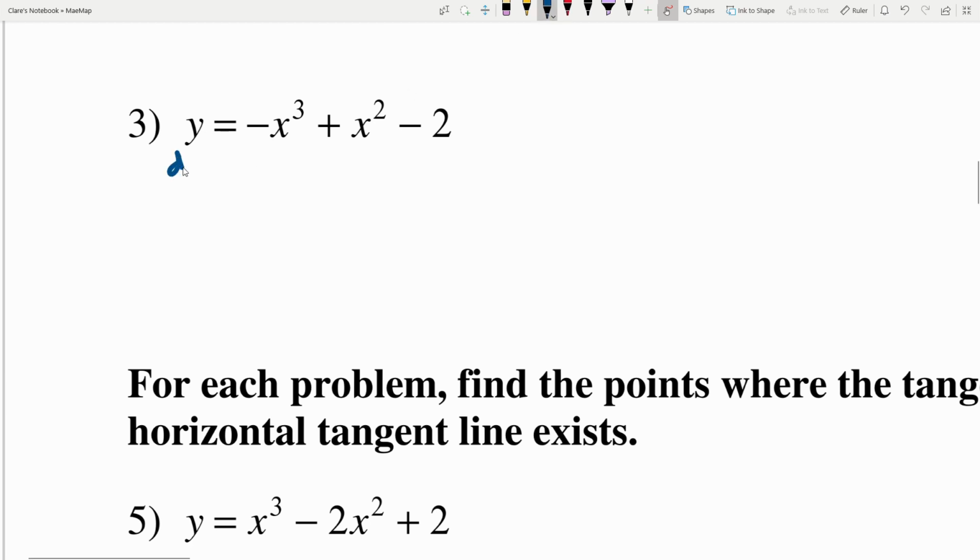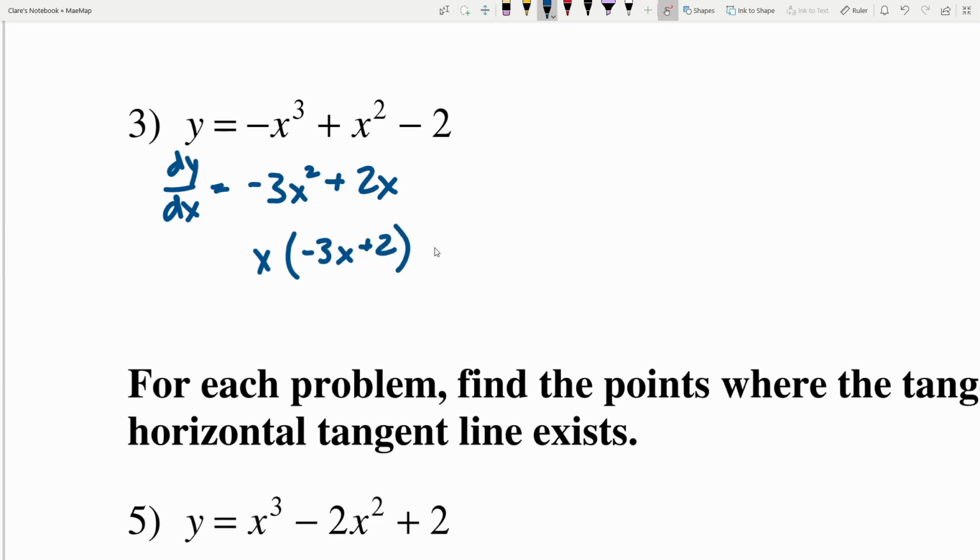So taking the derivative, negative x cubed will be negative 3x squared, plus x squared will be 2x, and 2 will go to 0 when we take that derivative. So I'm going to pull out an x from both of these. So we'll have x times negative 3x plus 2. And this is our derivative, so we're going to set that equal to 0 to figure out when our slope, our derivative, is equal to 0.